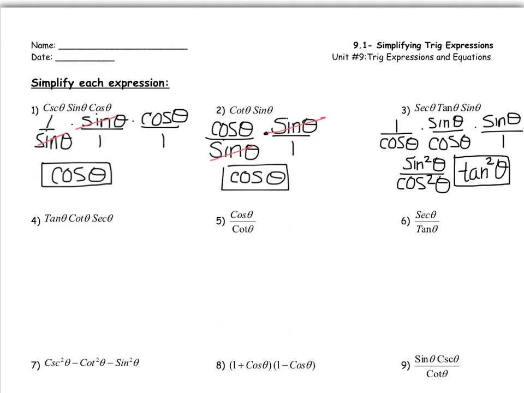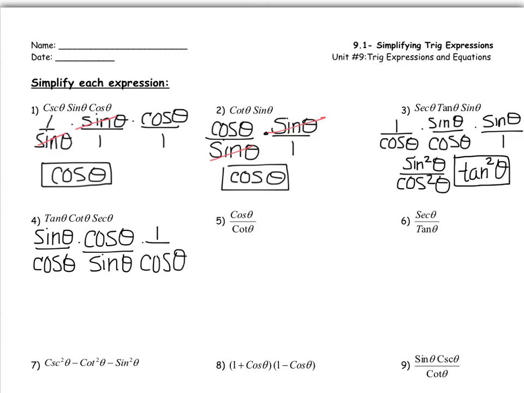Okay, example 4. Tangent theta is sine theta over cosine theta. Cotangent theta is cosine theta over sine theta. And secant theta is 1 over cosine theta. So what can I cancel? Well, this cosine with this cosine cancels to 1. This sine with this sine cancels to 1. So what am I left with on top? Just 1s. And what am I left with on bottom? Just cosine. So this simplifies to secant theta.